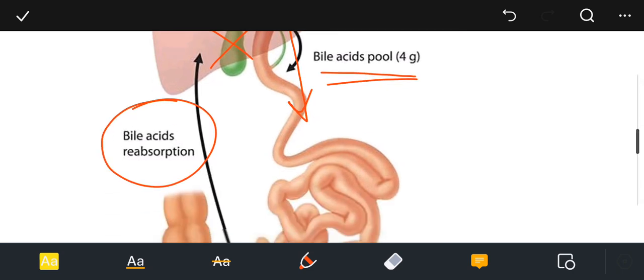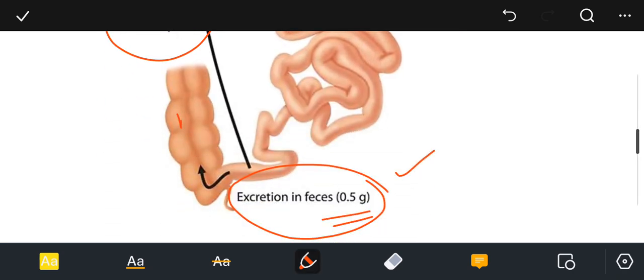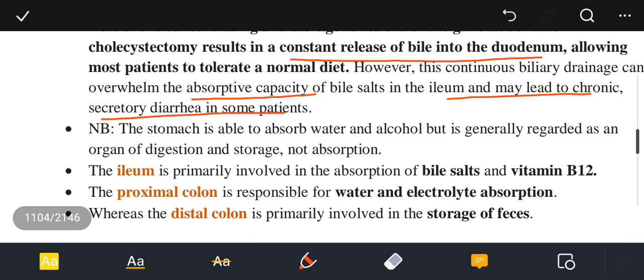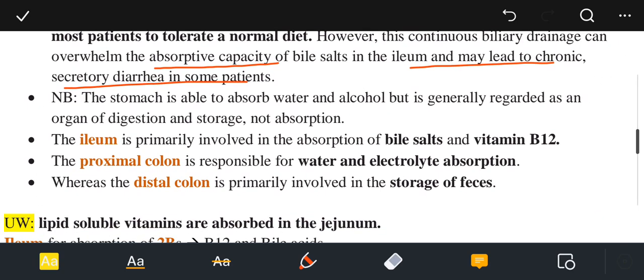And if there are excessive bile salts in the colon, the bile salts are osmotically active. They draw water along with them, and they will cause an excessive amount of diarrhea, and that diarrhea will be secretory in nature in some patients. I don't know how it is causing a secretory diarrhea per se, but it can cause diarrhea for sure.